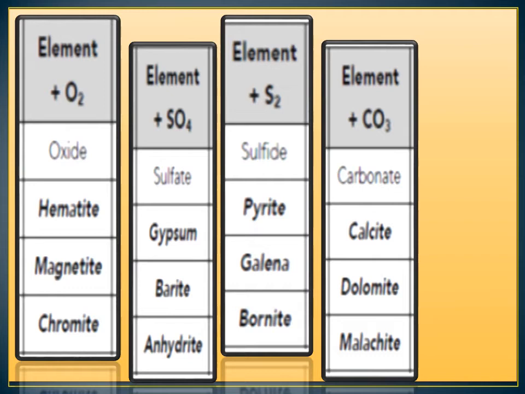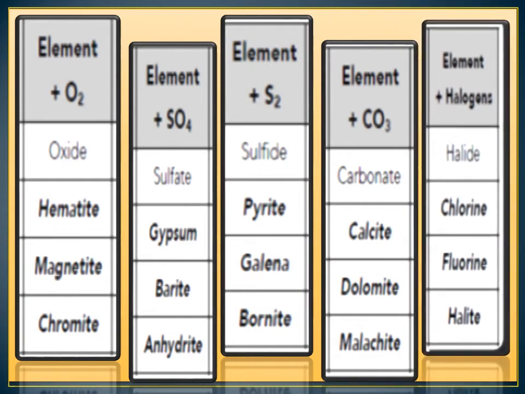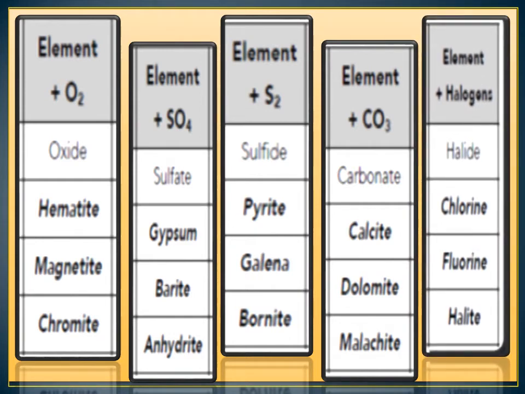Carbonates also are minerals containing the carbonate anion combined with other elements, such as calcite, dolomite, and malachite. Lastly, we also have halides or the halogens. These are minerals containing halogen elements combined with one or more metals, such as chlorine, fluorine, and halite.